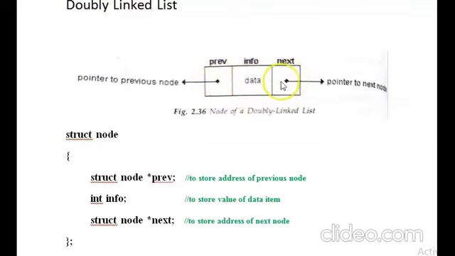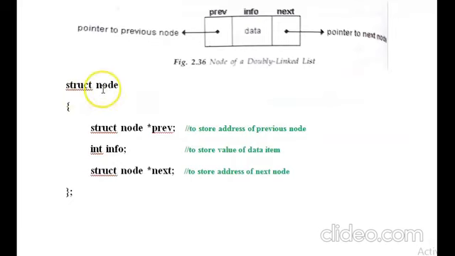So in the same node we are having two addresses, therefore it is called a doubly linked list, because it is having two links, a link to the previous node as well as a link to the next node. So the structure will be like this. We are using the structure tag as node. The first member is PREV. These are the member names: PREV, info, and next.